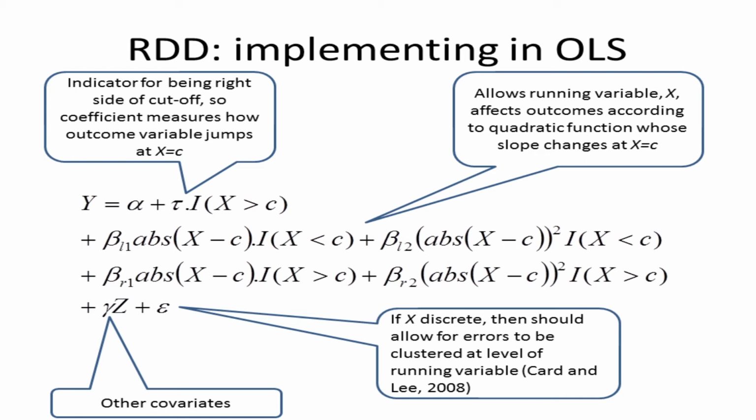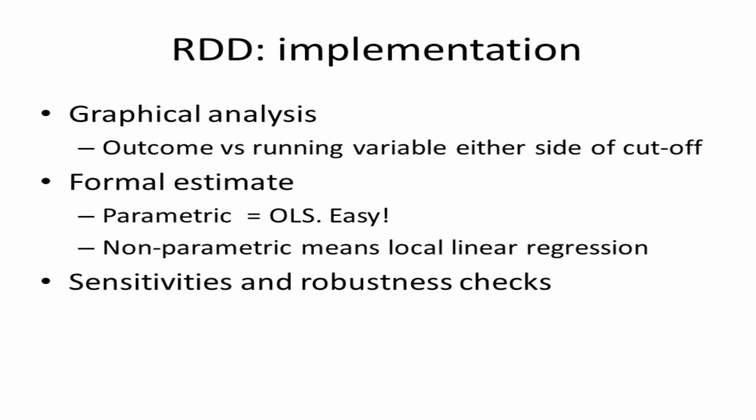One more technical thing to do if you do this is you ought to allow for your errors to be clustered at the level of the running variable. So if x is measuring age in years, then you should cluster your errors at the level of years. Okay, so that is the formal estimate. And I wanted to put the algebra just to convince those of you who know what OLS is about that it really is that easy.